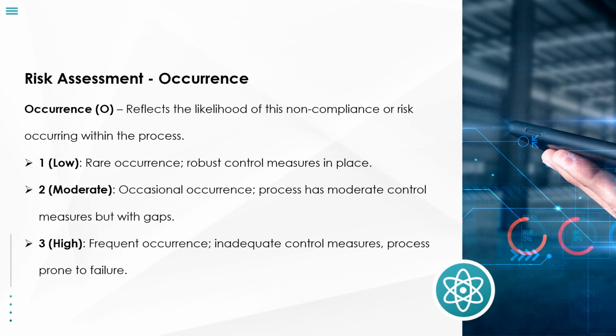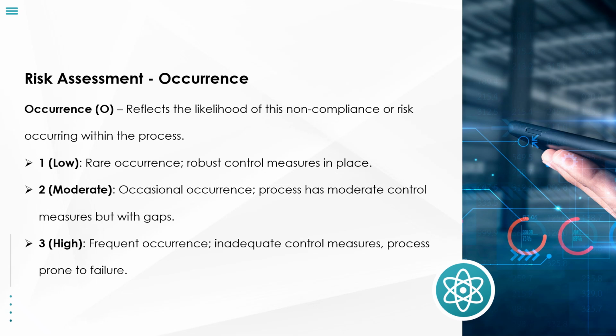Next, let's look at occurrence, which is all about how likely it is that a risk or non-compliance might actually happen within the process. Occurrence tells us how frequently an issue might arise based on existing control measures. And the scoring is 1, low occurrence. This indicates a rare occurrence. Here the process has robust control measures in place that make it unlikely for the risk to occur. Think of it as a well-monitored, low-risk process where everything is tightly controlled.